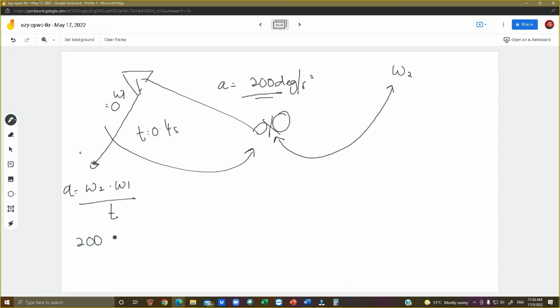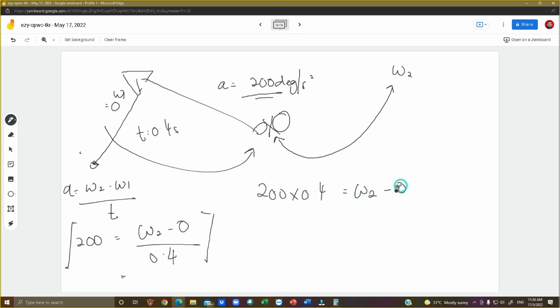We have 200 equals omega 2 minus 0 over 0.4. Okay, apa jawapan dia? Macam mana kita nak buat ni? We need to substitute things first. It will become 200 times 0.4 equals omega 2 minus 0. Dah tak ada lah. Dapatlah jawapan kat situ. Omega 2 equals how much?